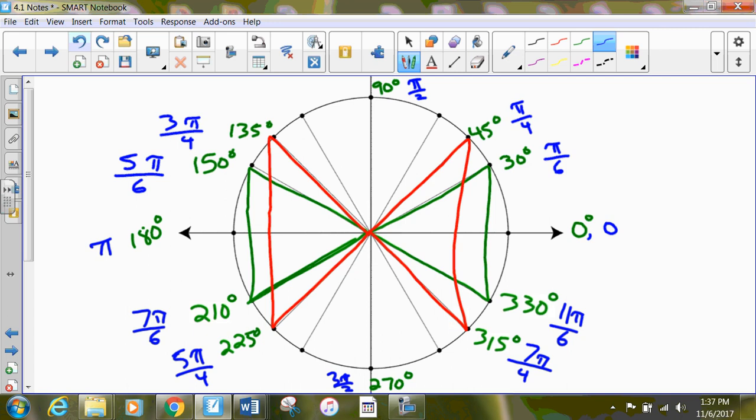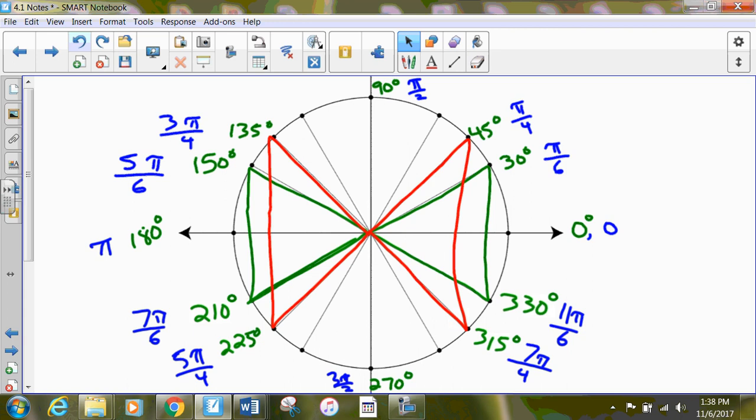Might be time consuming to do this, but it sure makes sense when we do it this way, right? I'm hoping. So once again, notice in that bow tie, all of the radians have a 4 in the denominator. All right, so let's look at the next bow tie.